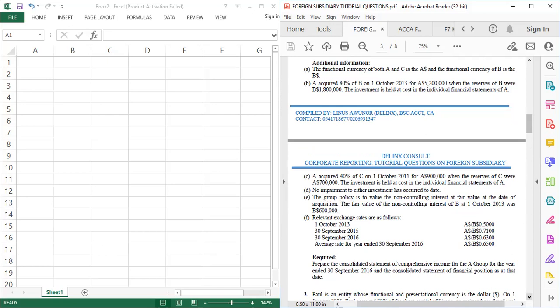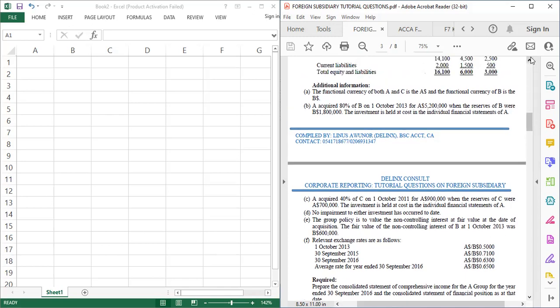F. Relevant exchange rates are as follows. Beginning 0.5, 2015, 0.71, at end 0.63, average 0.65. Required. Prepare the consolidated statement of comprehensive income for the A group for the year ended 30th September 2016 and the consolidated statement of financial position as at that date.